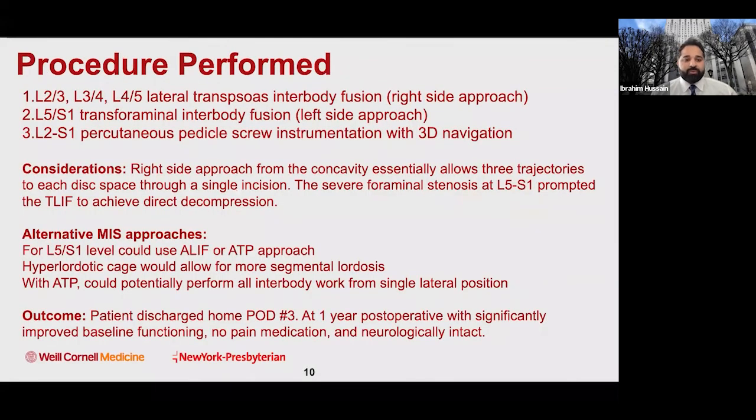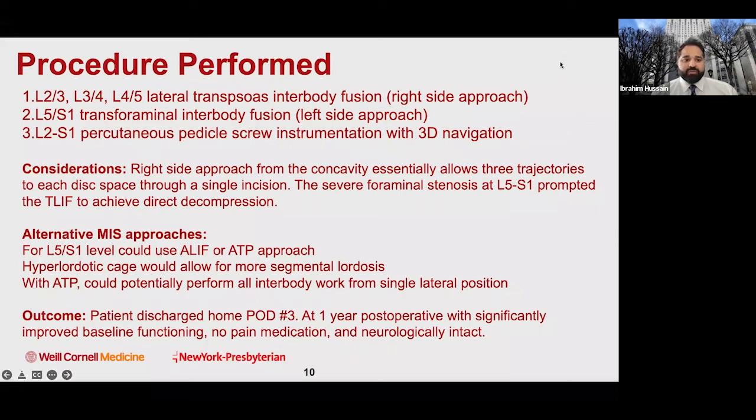Ultimately, for this patient, I performed an L2 to L5 lateral transpsoas interbody approach from the right side from the concavity, because that allowed me to address 3 levels pretty much through 1 incision. I ultimately did an L5-S1 TLIF from the left side to address direct decompression of that exiting L5 nerve root, and then an L2 to S1 percutaneous pedicle screw stabilization with navigation.